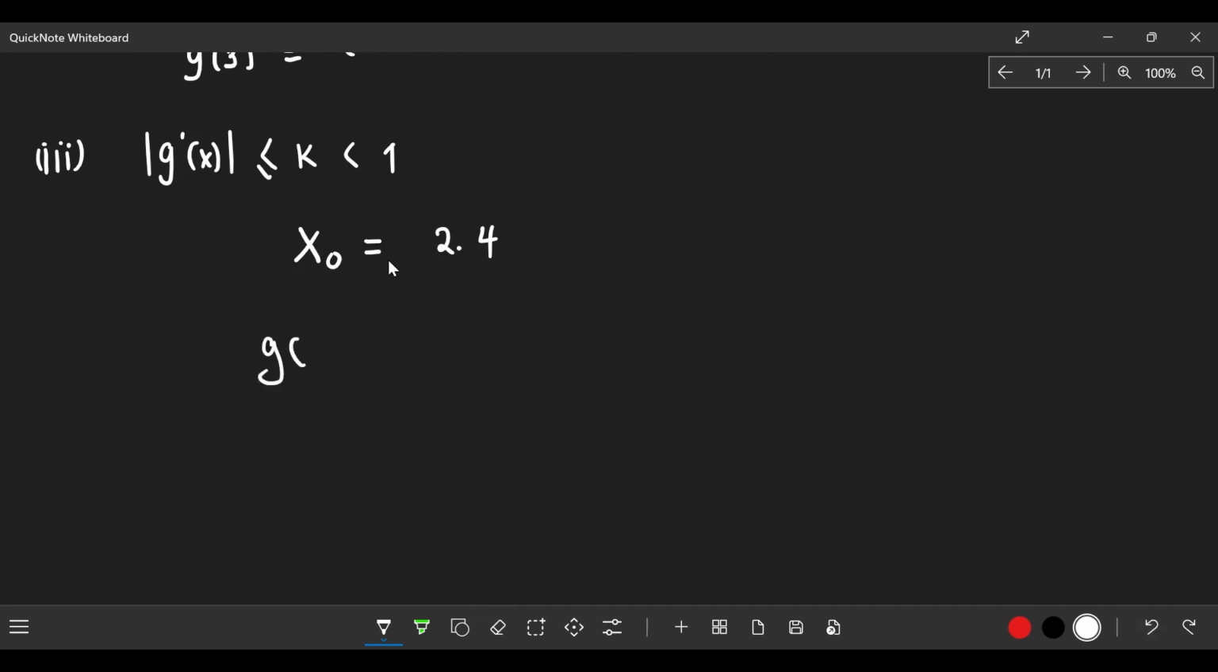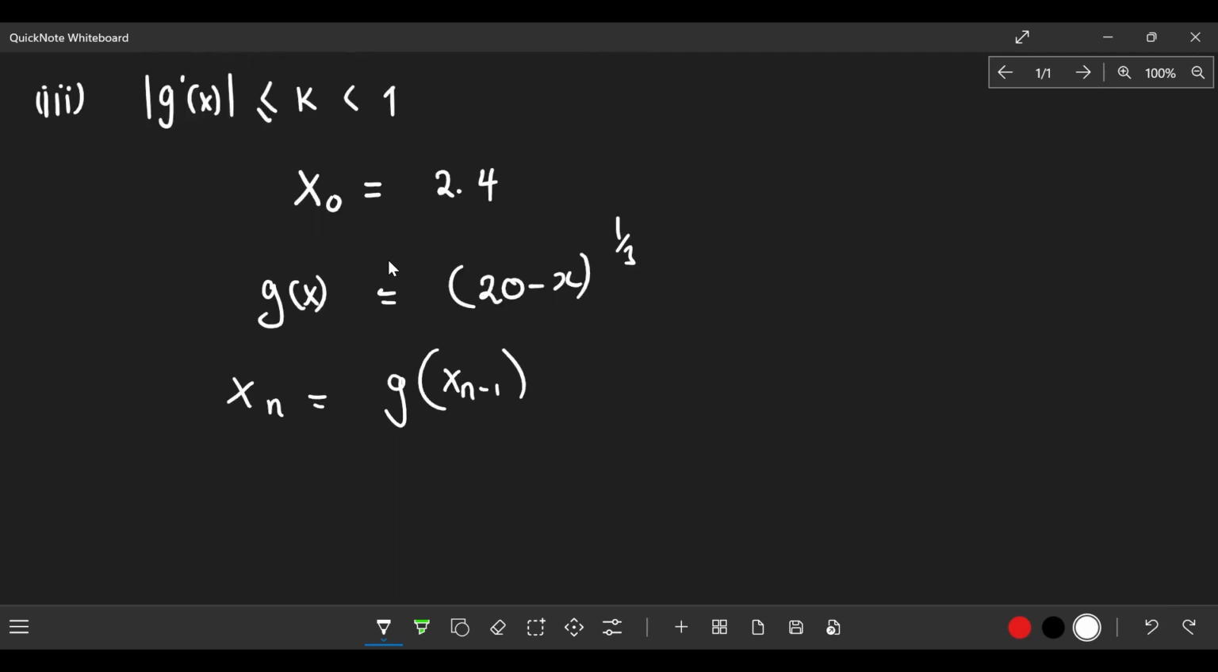So g of x is equal to 20 minus x to the power 1/3. So remember the equation that we use is x n, the next root, is equal to g of x of n minus 1, the previous root. So in this case our x of n minus 1 is x naught. That's where we're starting from. So we're going to start with x1, right?